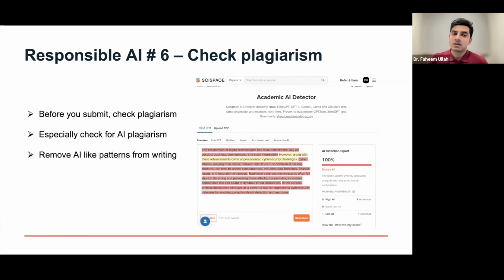Now, this is a challenge: these AI detectors sometimes flag even text that you have written yourself as AI written, right? That is a challenge over there. But if, for example, the detector is saying that it's 100% or 90% AI written, then it is very likely that there is some issue in the manuscript.